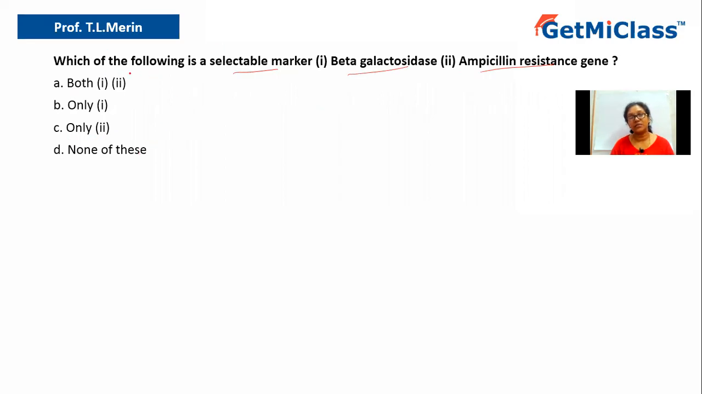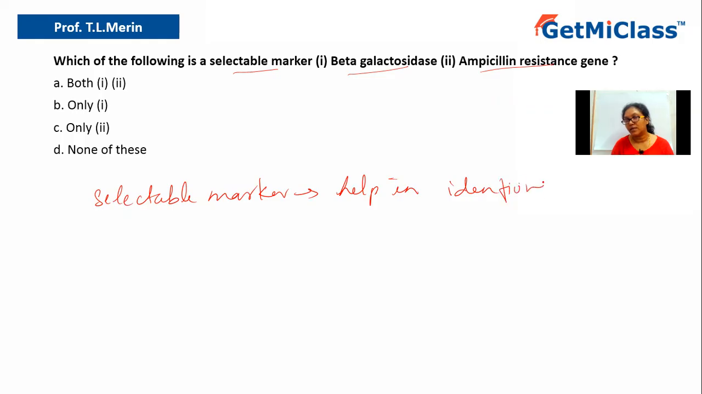So let us understand the question. It says, which of the following is a selectable marker? Okay, so what do you understand by selectable marker? Selectable markers are the markers which help in identifying the transformants.